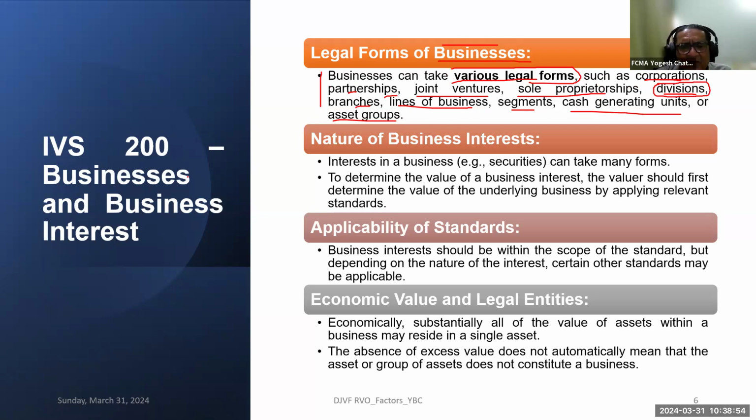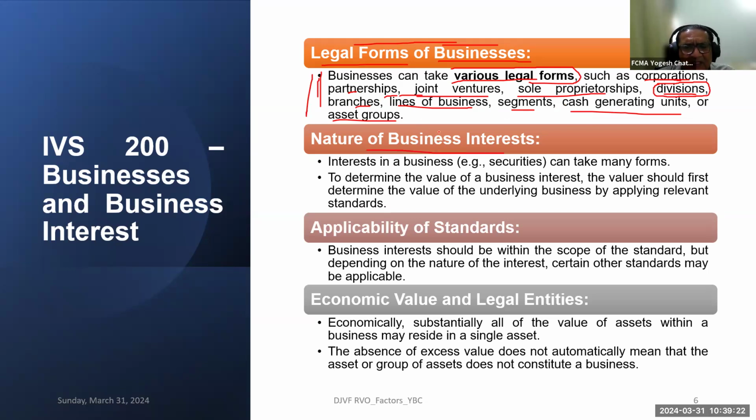So when we are talking about the retail division of a company, that is a group of assets and a group of liabilities that is working together to generate future economic benefit. Likewise, a cash generating unit or any line of business segment, all that will be covered within the different types of businesses or legal forms of business.